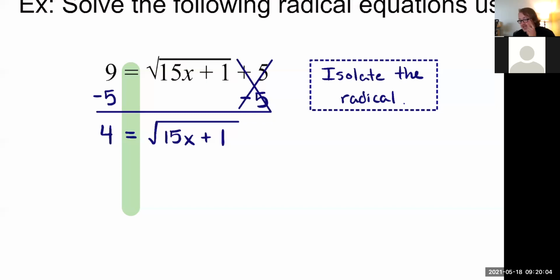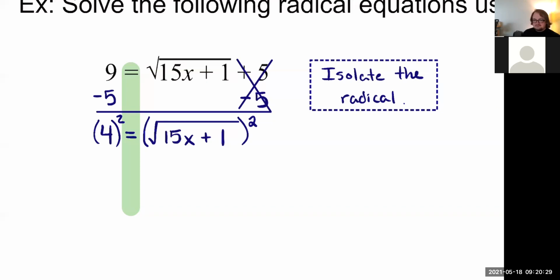But here's where you have to be careful. We are squaring the entire right-hand side, which means I also have to square the entire left-hand side. A little crowded there. That was poor planning on my part. I might take a minute to rewrite it.